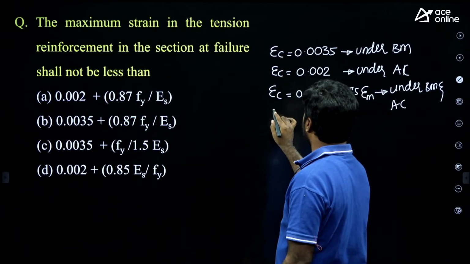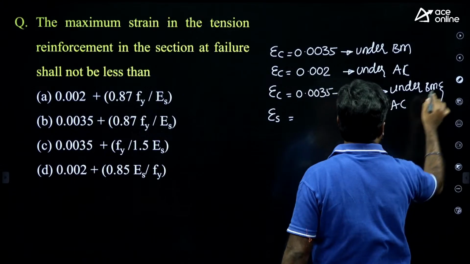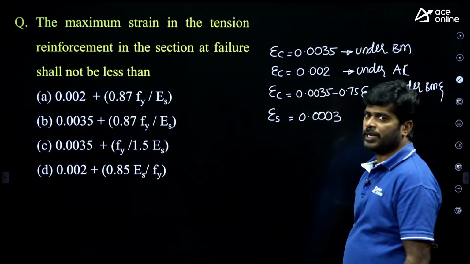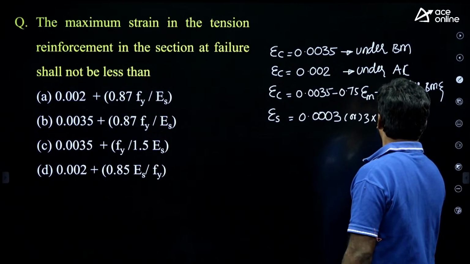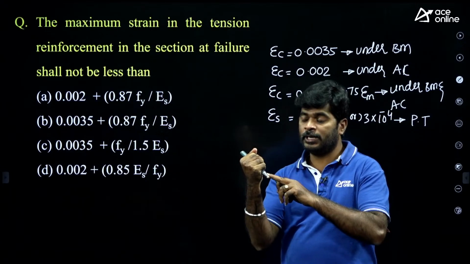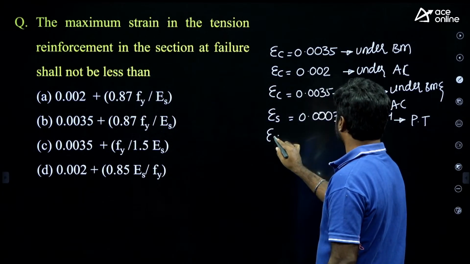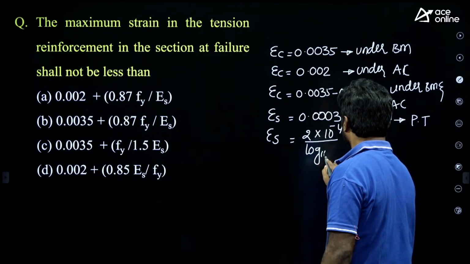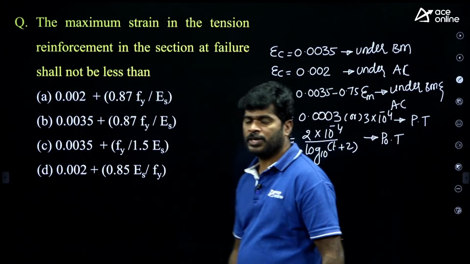There is one more strain, that is shrinkage strain in concrete. Shrinkage strain in concrete is 0.0003, or you can write it is 3 into 10 to the power of minus 4. You can write this under pre-tensioning, even in RCC also, right? In both cases, the steel will be directly in contact with the concrete. There is one more shrinkage strain: shrinkage strain in concrete is 2 into 10 to the power of minus 4 upon log base 10 of (T plus 2). This is under the post-tensioning method.